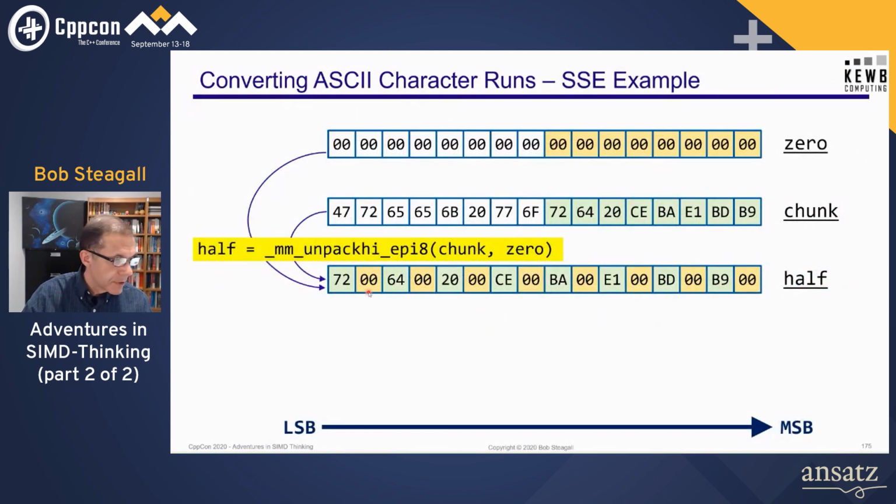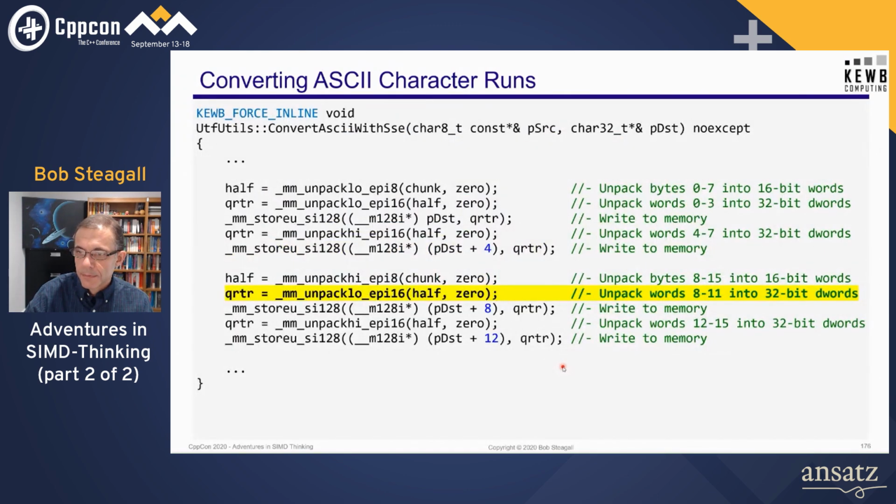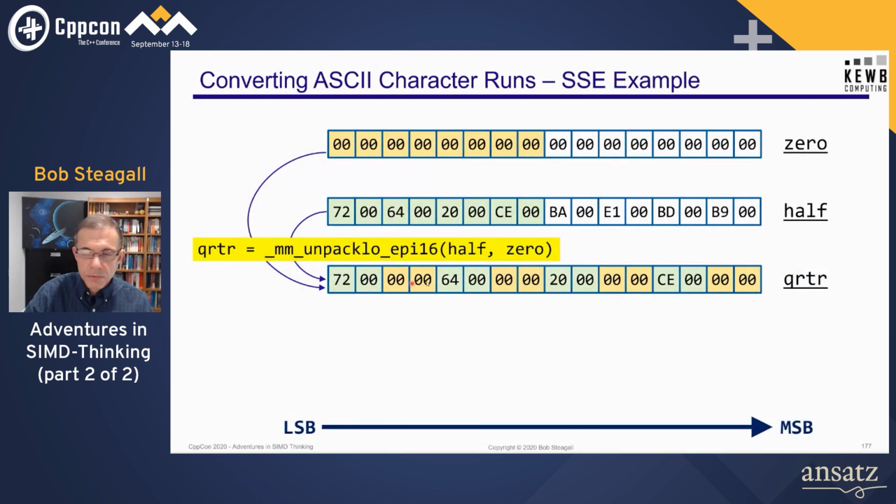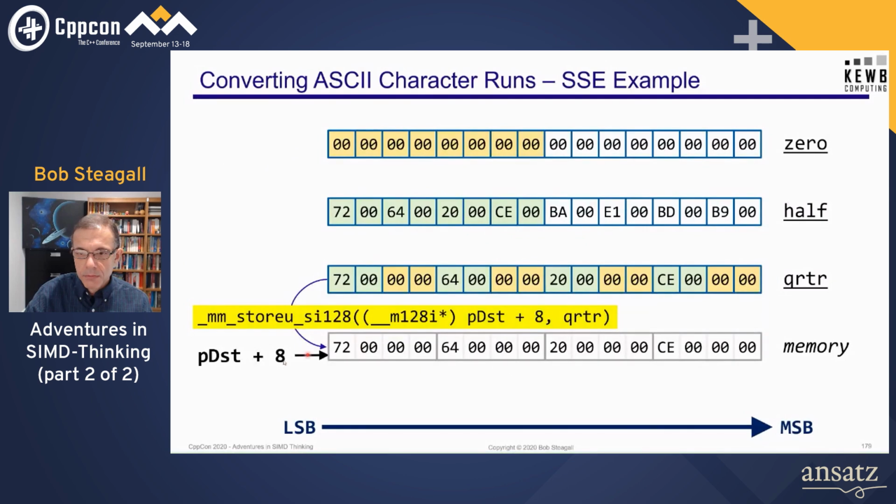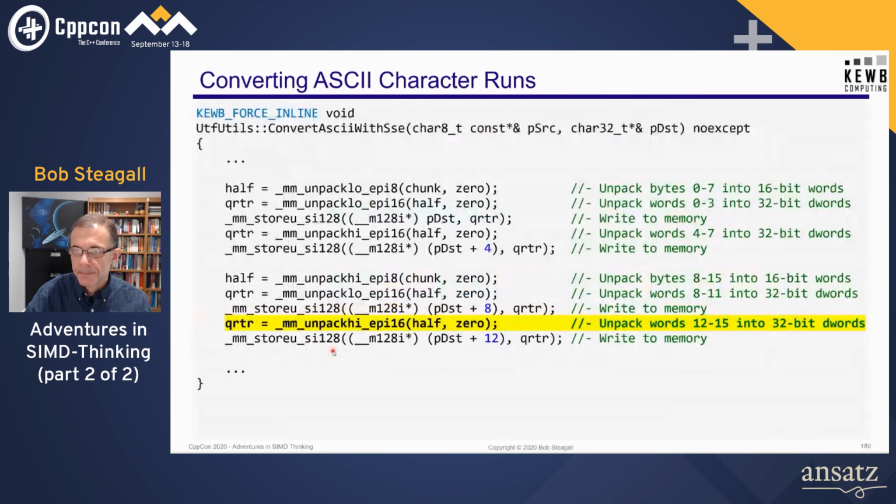Then I go through the sequence again of unpacking the upper half of chunk. So here's the upper half of chunk. I'm unpacking high, and I unpack and interleave zeros with that. I do it again to get the next 4 code units in the register quarter. I store those out to pdest plus 8. So now I've stored 12 code points in my destination array.